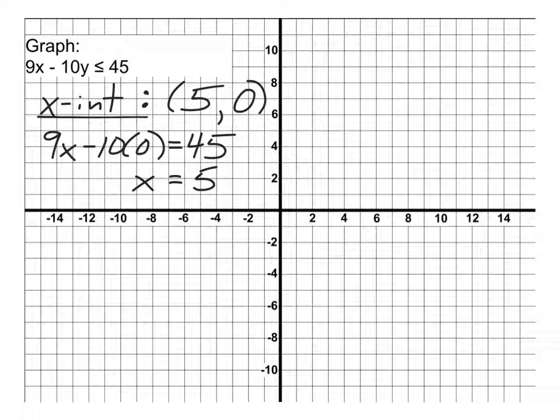You should find that your x-intercept happens when x equals 5, so we have the point 5, 0. Repeat the process to find your y-intercept.